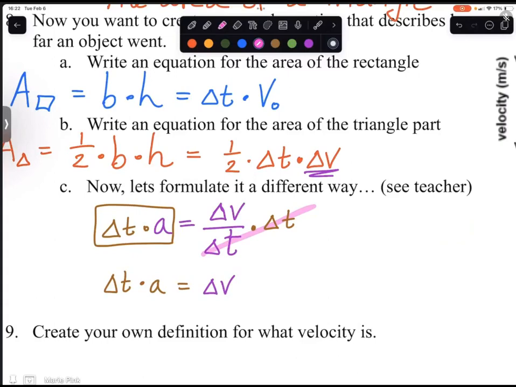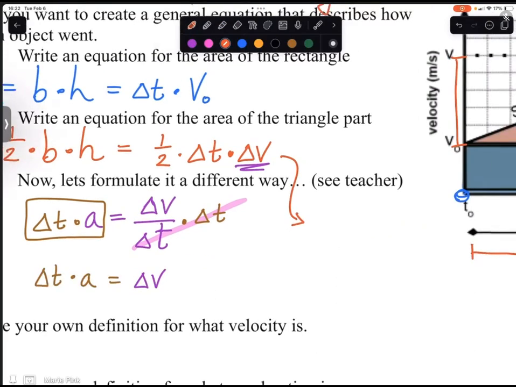And then all I need to do is put this back into this red equation. And I know this is weird and you don't have to memorize how to do this, but if you do it once, it's good enough. All right, so we have 1/2 times your change in time times, and then I'm going to put this thing in for change in velocity. I'm going to stick this in there instead. So I'll have change in time times acceleration.